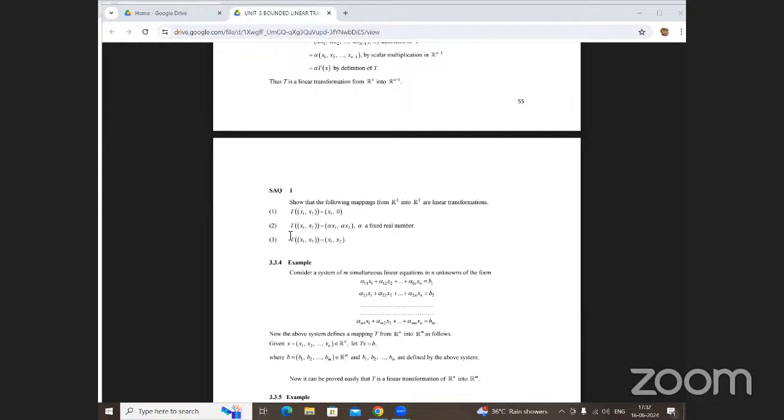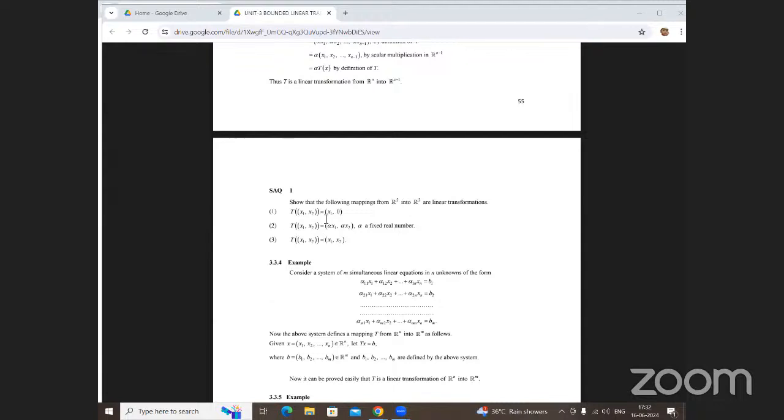Now here the second condition: T of (x1, x2) equals (alpha x1, alpha x2). The same method applies. Say this value is x and another value is y, (y1, y2). Both x and y are elements of L. (alpha x1, alpha x2) and (alpha y1, alpha y2) are two ordered pairs in L dash. This is also R square, mapping from R square, and again this is the same. This is the second example.